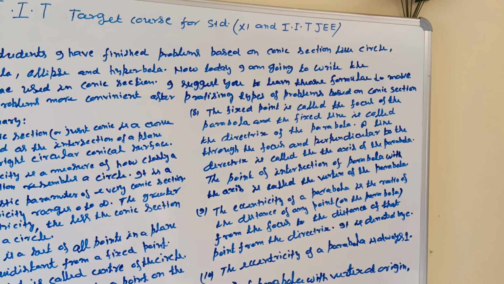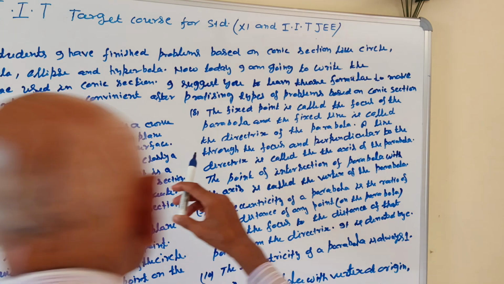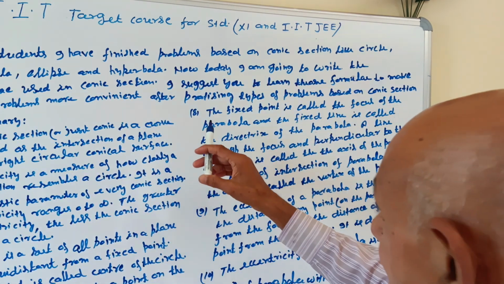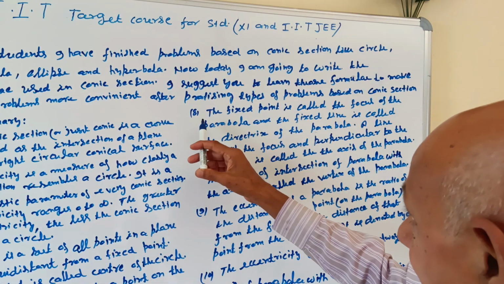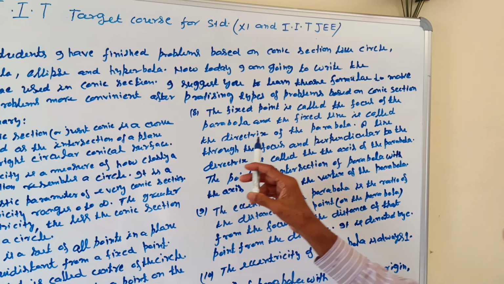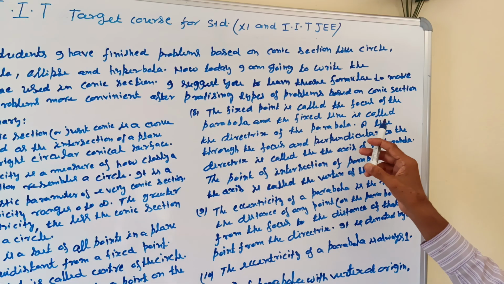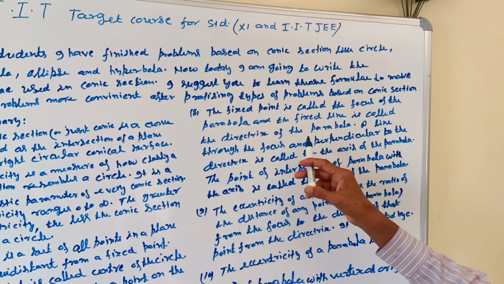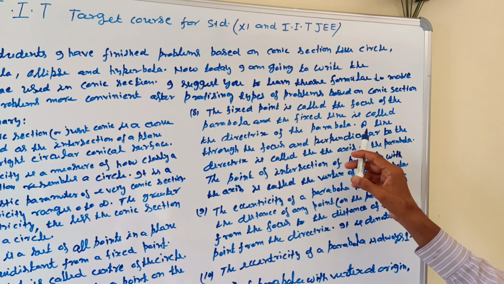7. A parabola is the set of all points in a plane that are equidistant from a fixed point and a fixed line in the plane. Point 8. The fixed point is called the focus of the parabola and the fixed line is called the directrix of the parabola.